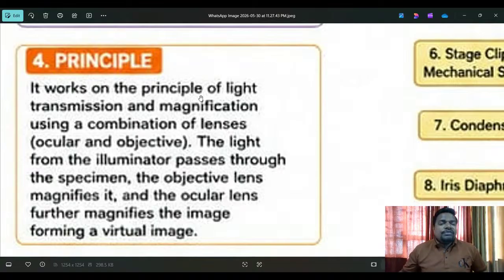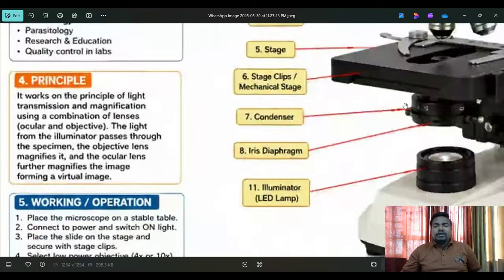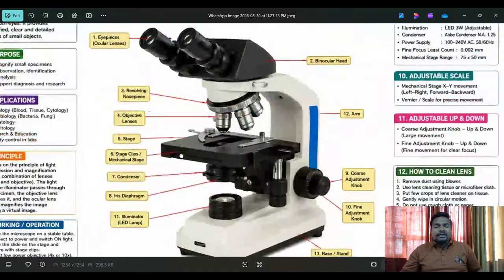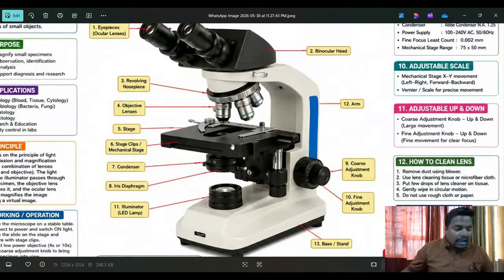It works on the principle of light transmission and magnification using a combination of lenses, ocular and objective. The light from the illuminator passes through the specimen, the objective lens magnifies it, and the ocular lens further magnifies the image, forming a virtual image. This is the long definition, but I am going to show you using this picture. Listen carefully. This is the picture of the binocular microscope.